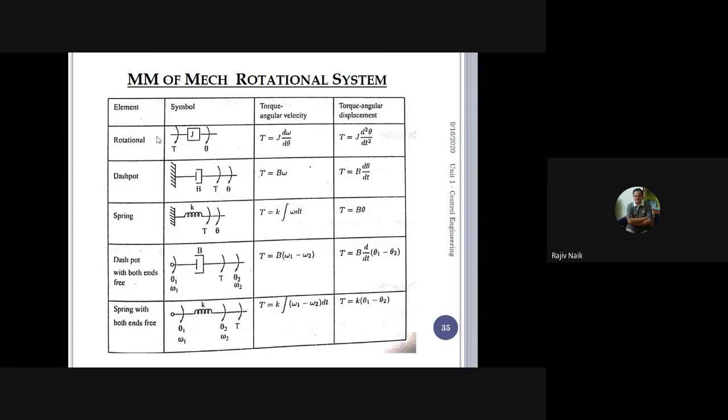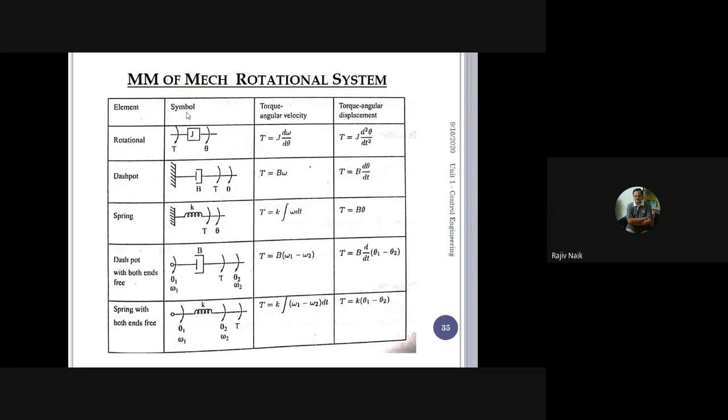Instead of linear displacement x, you have an angular displacement theta in radians. Instead of linear velocity v, that is meters per second, you have an angular velocity omega, which is radian per second. Similarly, you have an angular acceleration instead of linear acceleration. Linear acceleration is in meter per second square. Here angular acceleration is alpha, which is called theta double dot or d square theta by dt square, or second difference of angle of twist.